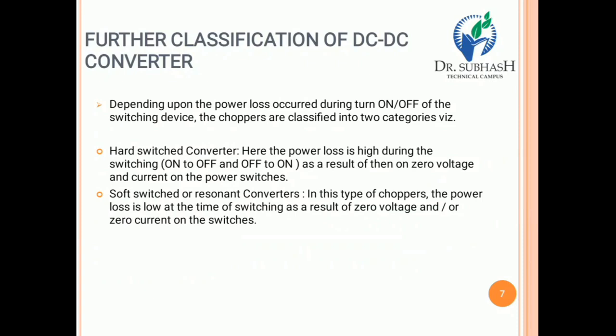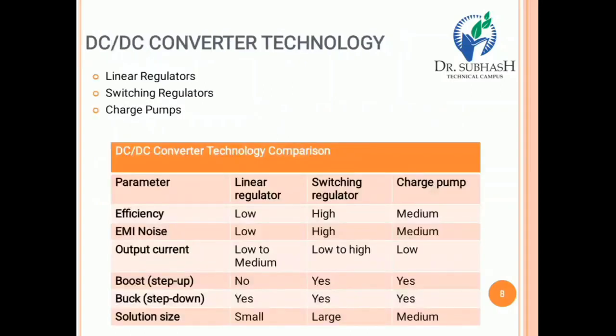The power switch sees non-zero voltage and current at switching. A soft switch converter is also known as a resonant converter. In this type of chopper, the power loss is low at the time of switching as a result of zero voltage and or zero current on the switch.